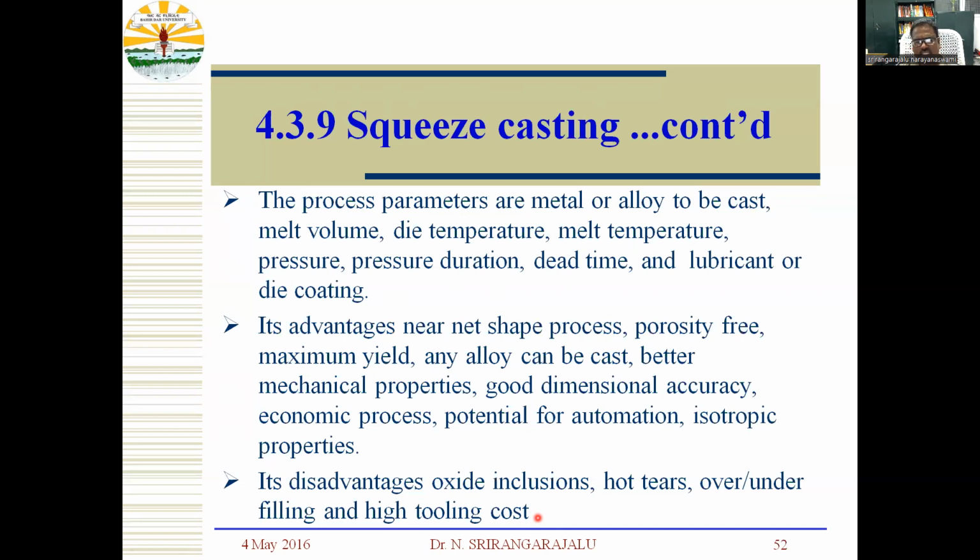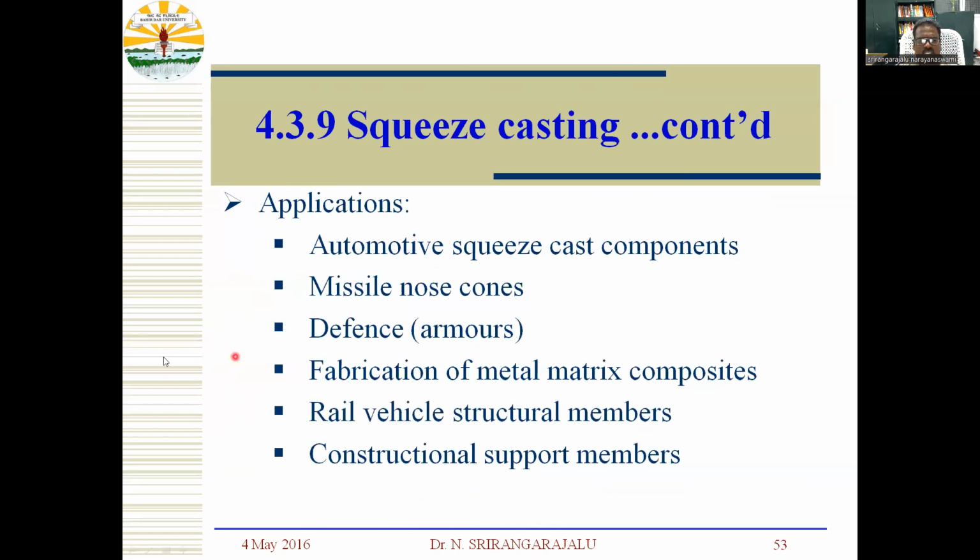We are able to obtain a very dense cast using this method. Applications: automotive squeeze cast components, missile nose cones, defense armors, fabrication of metal matrix composites, rail vehicle structural members, and constructional support members. Frequently, we manufacture high density, defect-free castings with the help of squeeze casting.